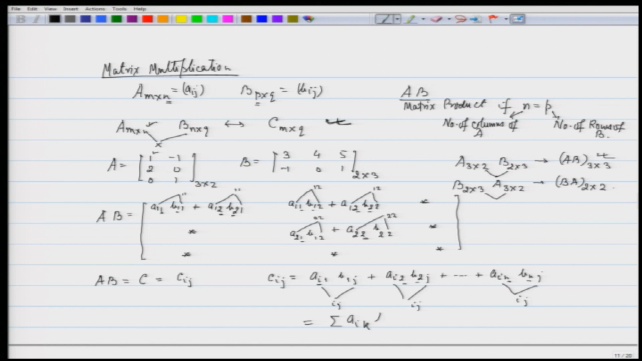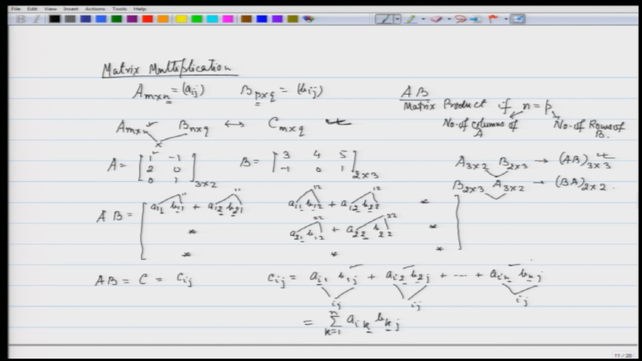A_ik B_kj, k going from 1 to n, this is the summation sign that we have. Here this k and k cancel out, so you are left with i and j. So, k goes from 1 to n, so k is 1 means 1 1 here, 2 2 here and n n here, fine.